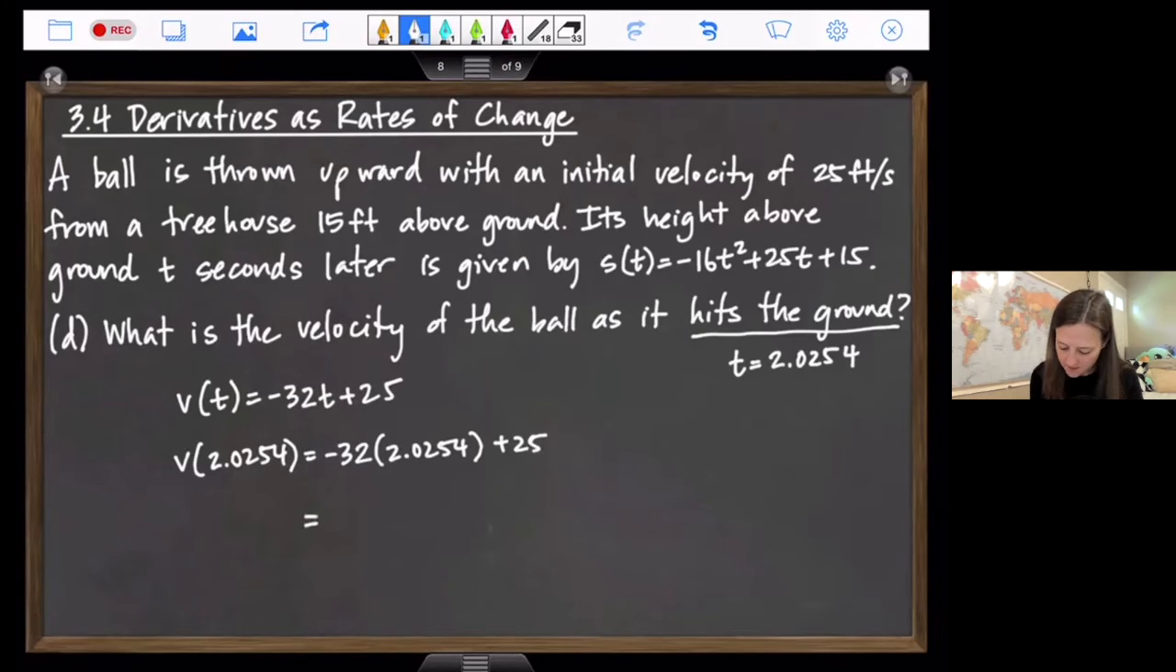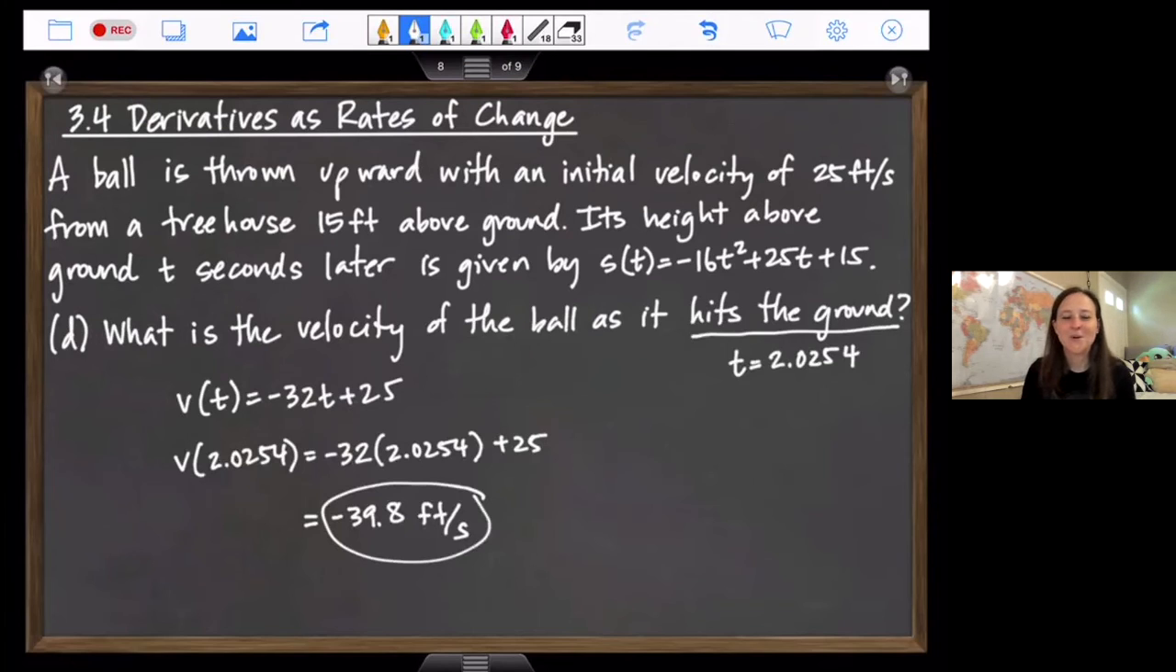And I'm getting negative 39.8. We'll round that off to one decimal place. All right, and we know that's a velocity that's going to be in feet per second. And it makes sense that we're going to have a negative velocity because you're going to hit the ground as you're on a downward trajectory. Downward means negative velocity.